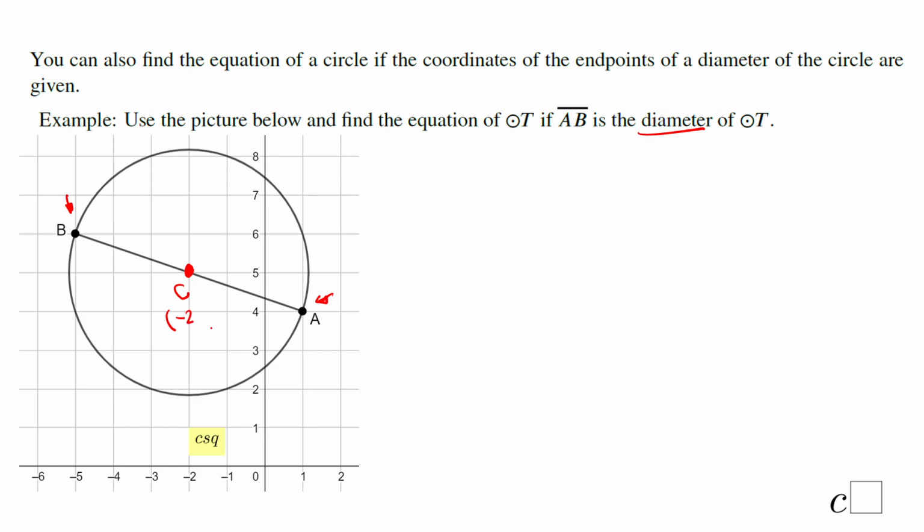-2 and +5. Now if you cannot read that center, you can use what we call the midpoint formula. You have the 2 points A and B, find the midpoint, that will be the center. But in this case we can see it, so it's a little bit easier. We have h now. Good. We have the center, we have the k. The only thing we need to do is find the radius.